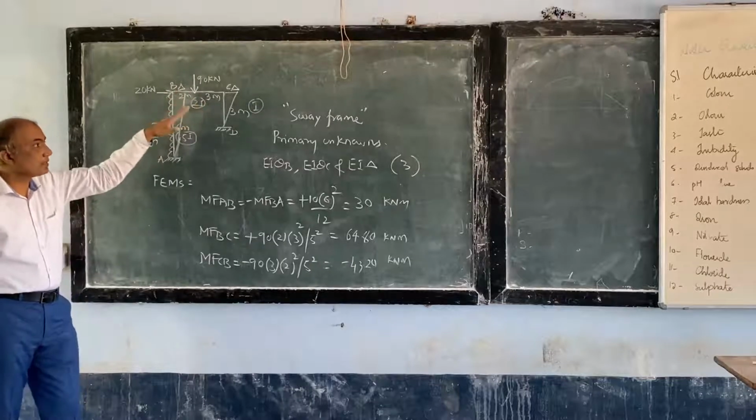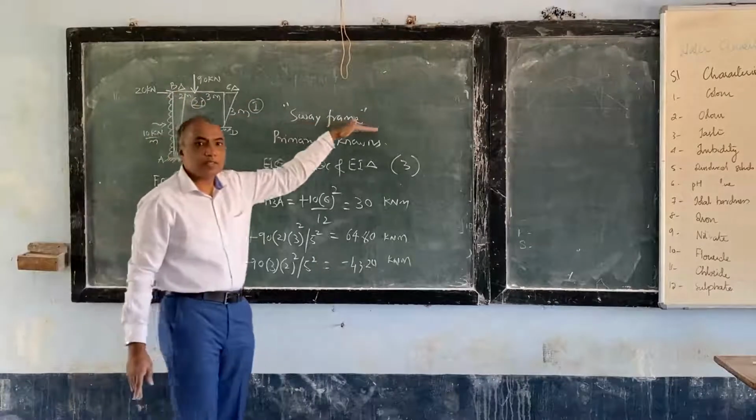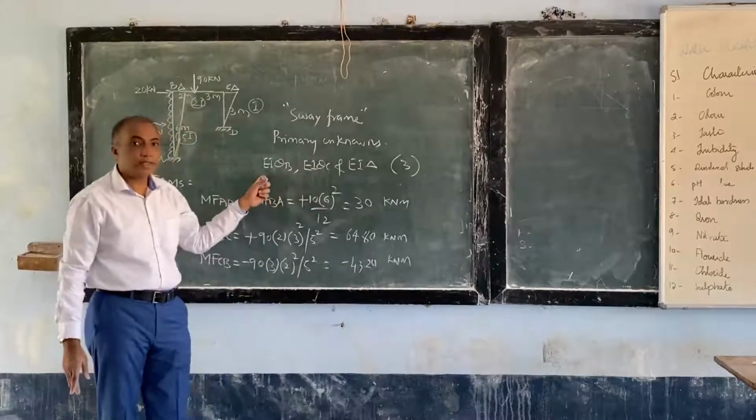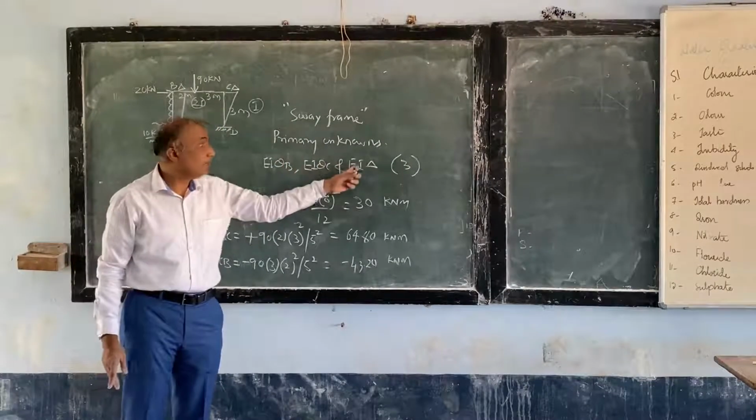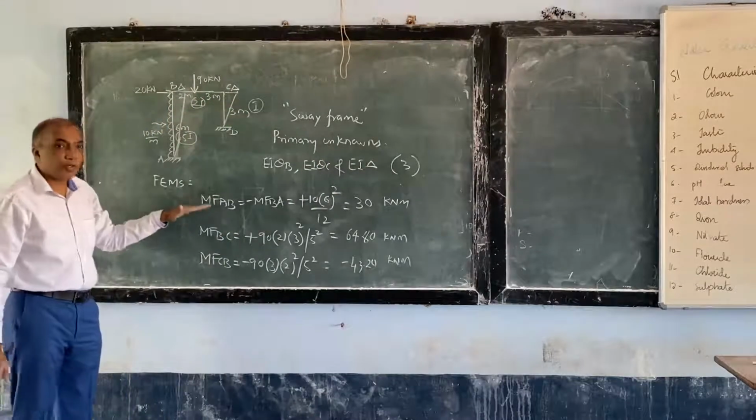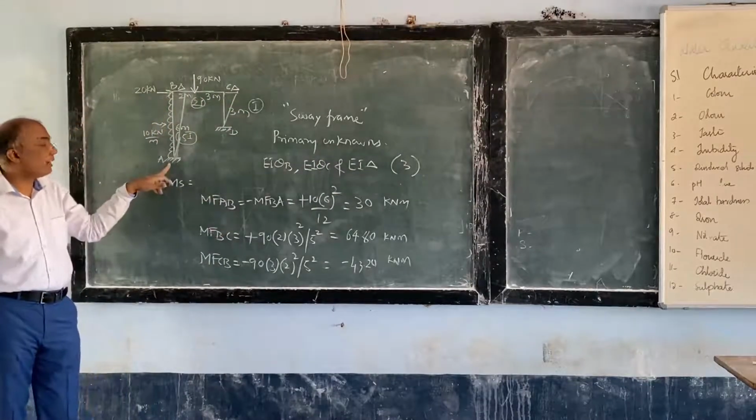Because of these things, the frame is going to sway. That is why this is a sway frame. And the primary unknowns are three. What are those? EI theta B, EI theta C, and EI delta. Delta is the amount of sway. And after that, first you are going to write fixed end moments for member AB.